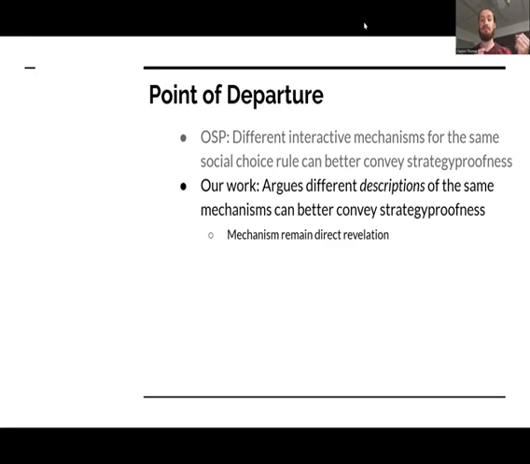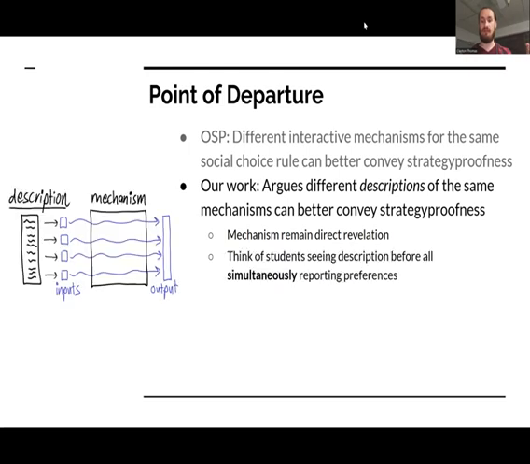In particular, every mechanism in our paper remains direct revelation. And just think of the following timeline. The students start out seeing some description of what the mechanism is actually going to be. The mechanism designer really coaches them through how it's going to work. And then they all simultaneously report their preferences, their types, to the mechanism.